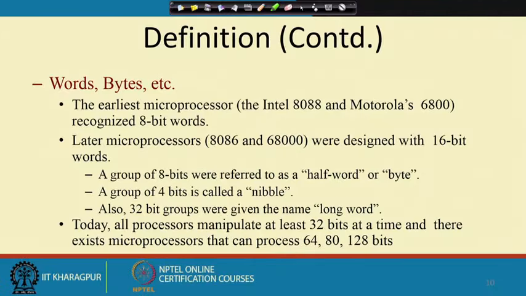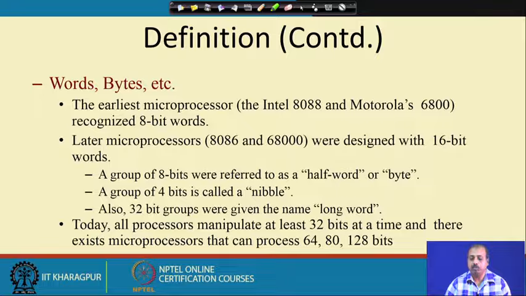The earliest microprocessors, like the Intel 8008, 8088 and Motorola 6800, recognized 8-bit words. In fact, the 8085 also recognizes an 8-bit word. Later microprocessors like the 8086 and 68000 use 16-bit words, and then the group of 8 bits is referred to as a half word or byte, and a group of 4 bits is called a nibble. So if the word size is 16 bits, then half of it is a half word or byte.